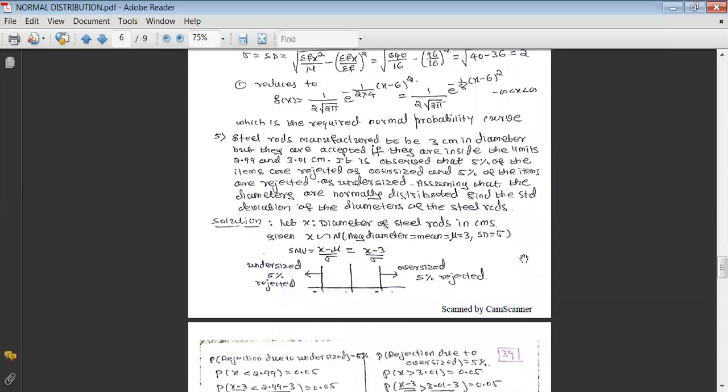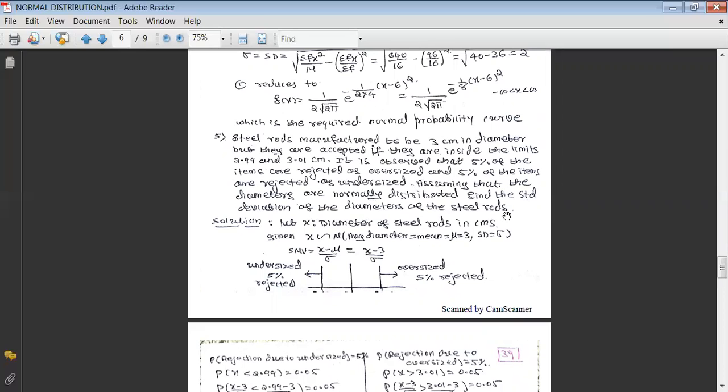Now there is one more problem, and the problem goes like this. Steel rods manufactured to be 3 centimeter in diameter, but they are accepted if they are inside the limits 2.99 and 3.01 centimeter. It is observed that 5% of the items are rejected due to oversized and 5% of the items are rejected as undersized. Assuming that the diameters are normally distributed, find the standard deviation of the diameter of the steel rods.